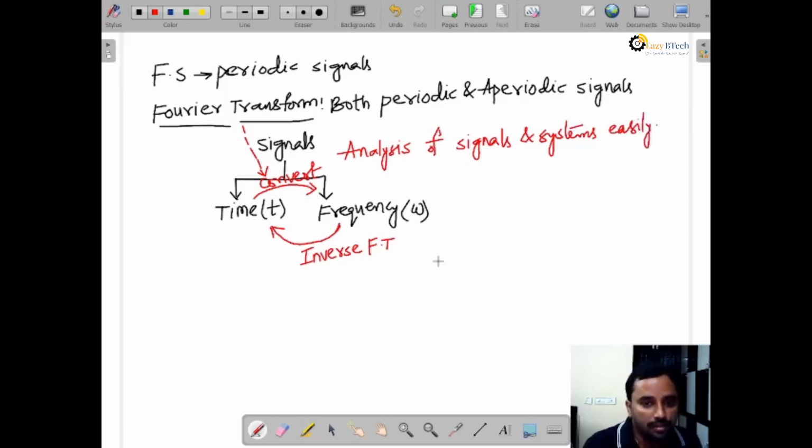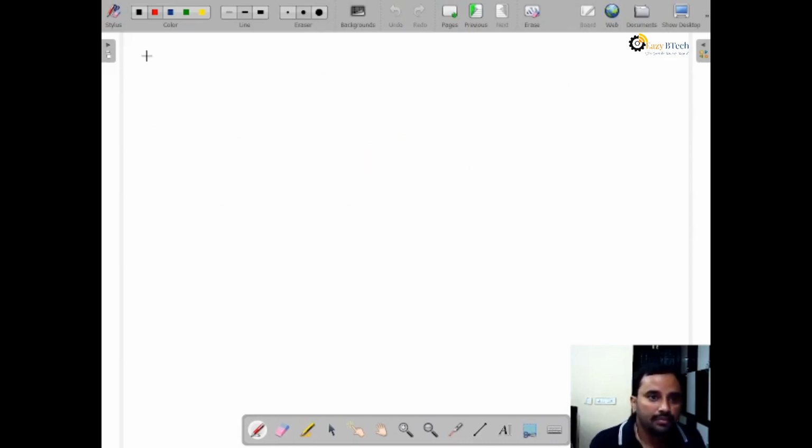Now this Fourier transform is a mathematical formula, a mathematical tool. That formula we can derive from Fourier series. From Fourier series only we can get the Fourier transform formula. So, the derivation of Fourier transform from Fourier series is very important.